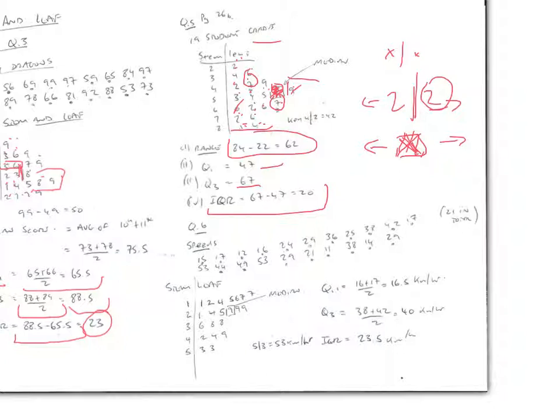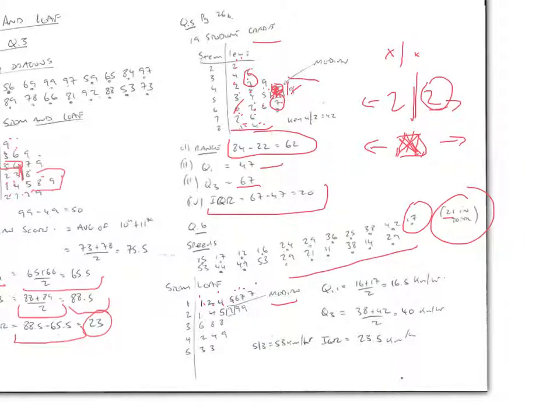Anyway, question 6. These are speeds. There's 21 in total. Always count how many you have so that when you do your stem and leaf, make sure you have 21 bits of data. Okay, I always go straight to find the median just out of habit. So if I have 21 bits of data, I know that my median should be in the 11th position. 1, 2, 3, 4, 5, 6, 7, 8, 9, 10, 11.